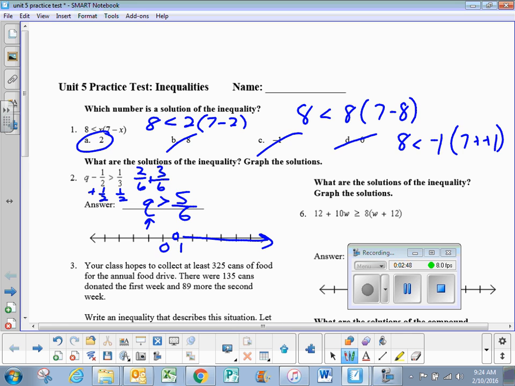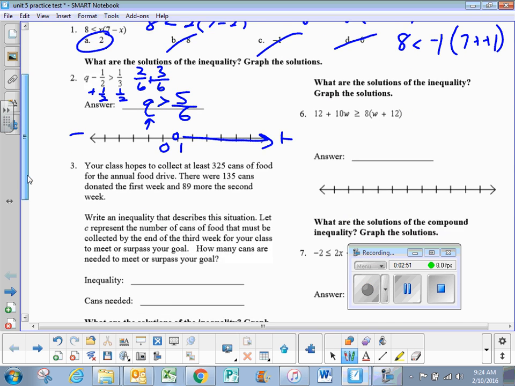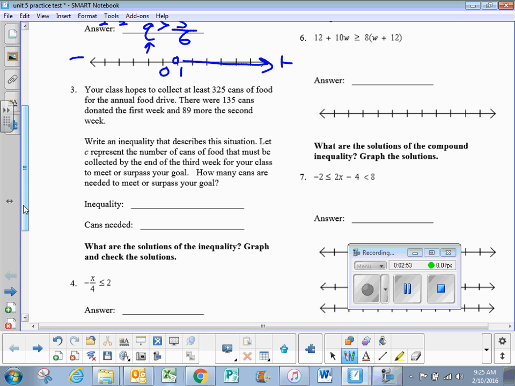Okay? All right, let's move on to number 3. Some of you can learn from this, but it might have been just a misunderstanding of what we were looking for here. So what is the important information? We want at least 325 cans. We have 135 the first week, 89 the second week. C is going to represent the cans of food to be collected by the end of the third week. And we want an inequality to represent how many we need to collect to meet our goal. So if we take the first week's cans, the second week's cans, the third week's cans, and we add them all up, and we want to have at least 325 cans. That was what I was looking for, so please on the test write something like that.